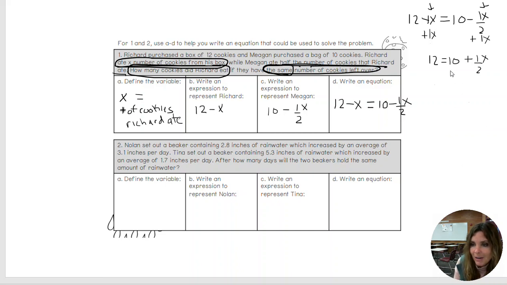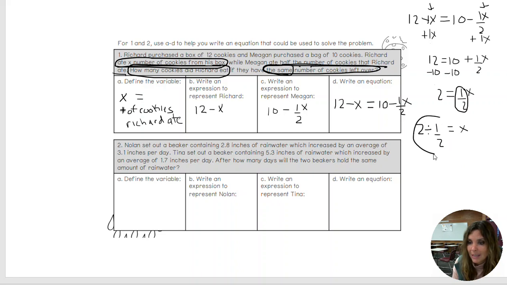And then from there, we would minus 10. So 2 equals 1/2 times x. Since this x is getting multiplied by 1/2, to get rid of that multiplication, we're going to have to use division. We take the 2 on the other side and divide it by 1/2, and that will tell us what x is equal to. In your calculator, you have to put it in just like this: 2 divided by 1/2, which is 4.